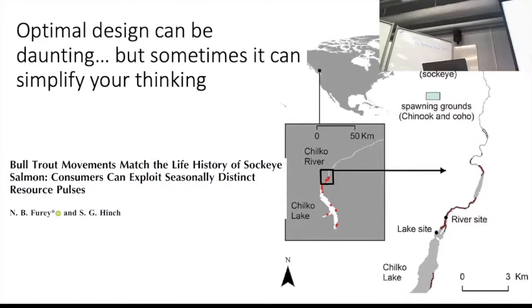And we simply were able to track that, yes, pretty much all the bull trout left either towards the river or towards the lake, and that we saw about 40% of them return the following year to exploit these salmon smolts. And we got a paper out of it. Two receivers.